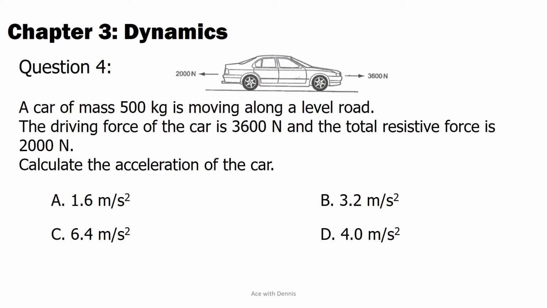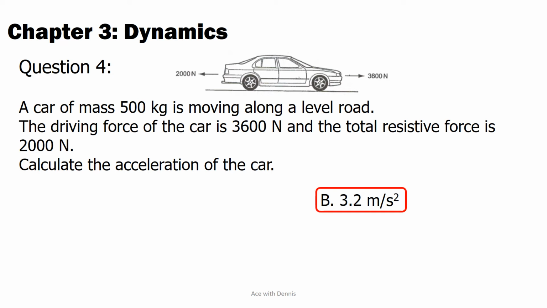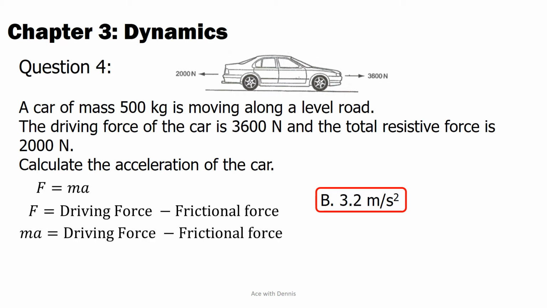The answer is B. 3.2 meters per second square. Resultant force, F, equals ma. Resultant force, F, also equals driving force minus frictional force. Hence ma equals driving force minus frictional force. Substitute the given values into the equation. The result that we get is 3.2 meters per second square.